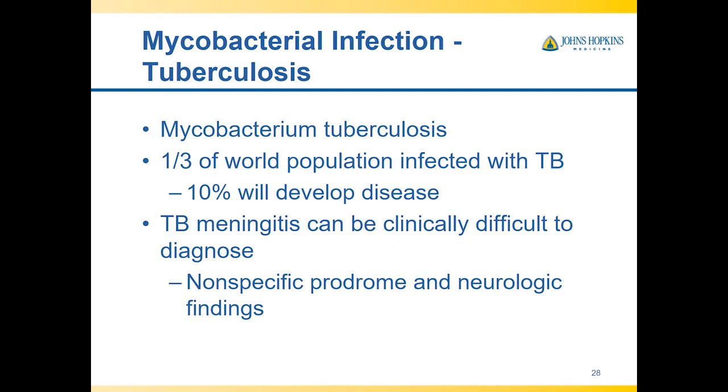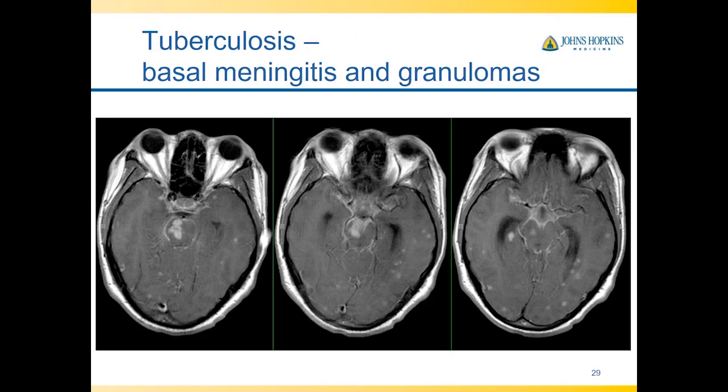TB meningitis can be clinically difficult to diagnose. Obviously, they are dependent upon other testing, including CSF analysis. Clinically, there is a non-specific prodrome, and neurologic findings might not be specific given the breadth of involvement that can occur. This is an example of a patient with tuberculosis showing basal meningitis.